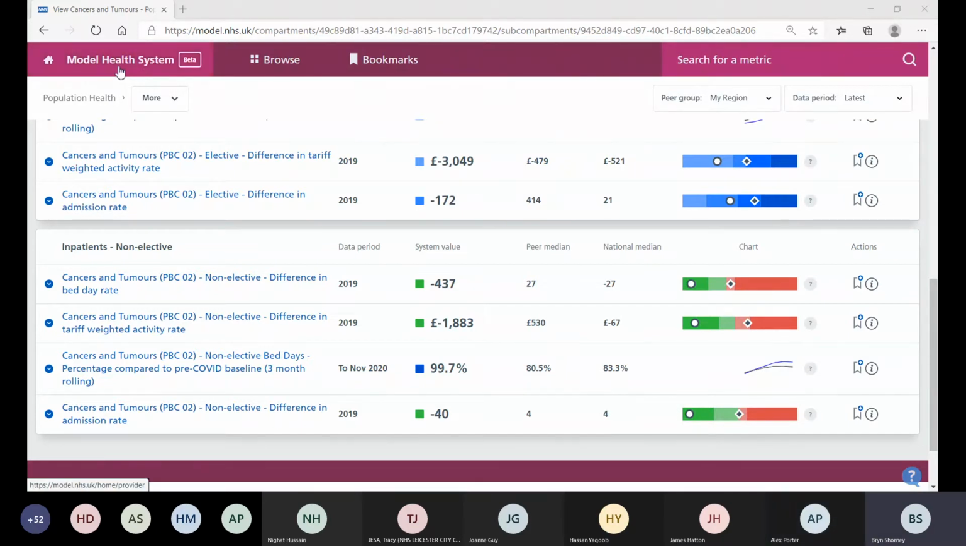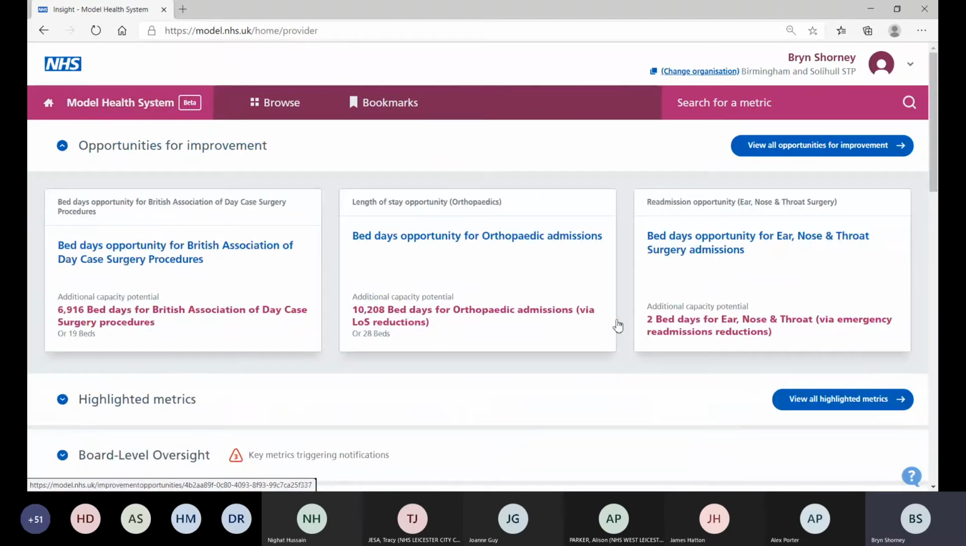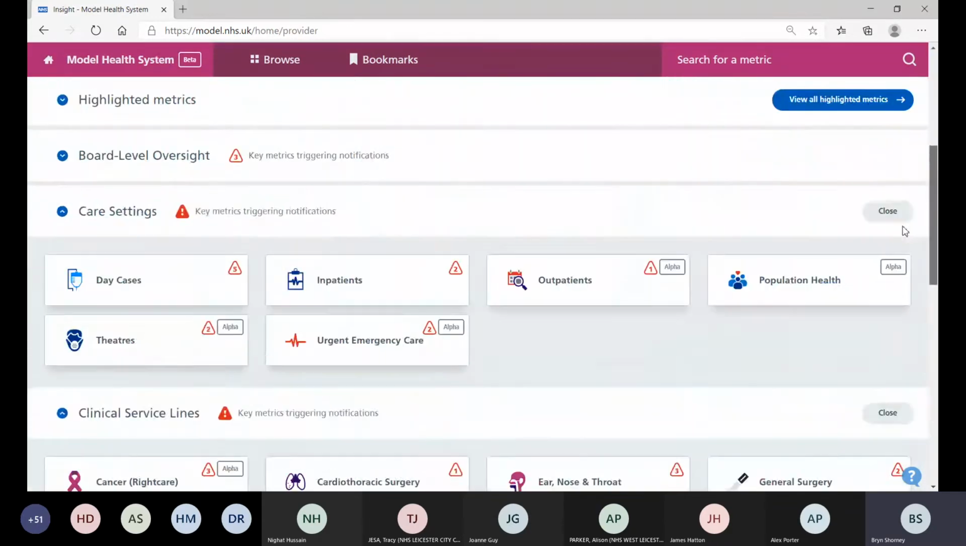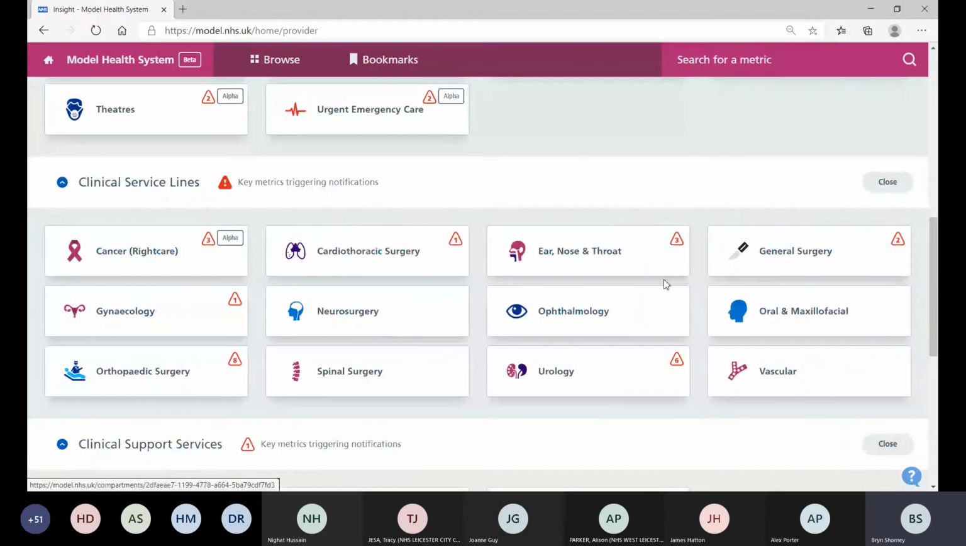Okay, so I'll now move on to some of the clinical service line compartments, and I'll start with cancer, seeing as that's the area that we've just been looking at, and quite a bit of interest in that by the sounds of things. So if you keep scrolling down, you can get to the clinical service lines section. You'll notice the first one there being cancer (Rightcare).